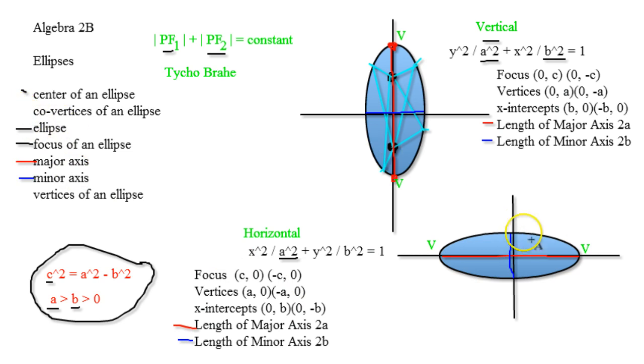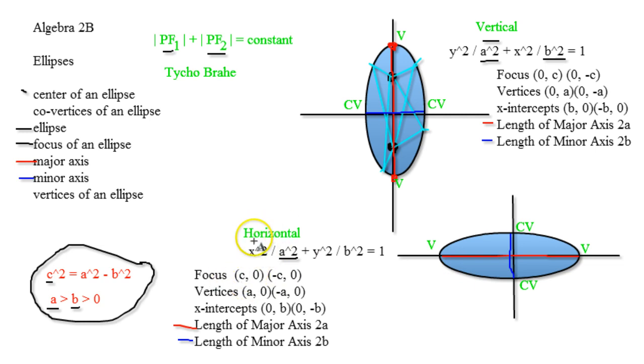And then co-vertices are going to be the other points. So co-vertex, co-vertex, co-vertex, and co-vertex. Now, in order to find the focus, you need c. And how do we get c? We set up this equation: c squared is a squared minus b squared. So we subtract the a squared and the b squared, which are given to us, and then we square root it, and we get what c is. And so we put c, and that's our foci.